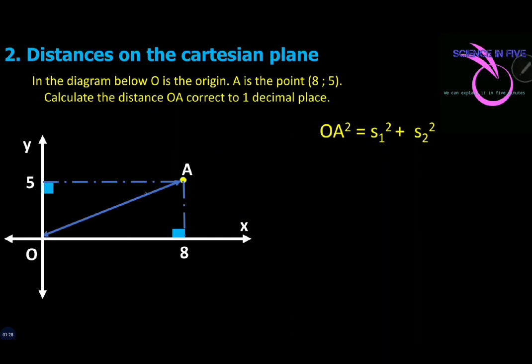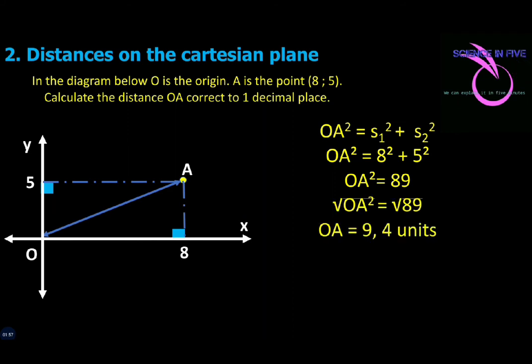OA becomes the hypotenuse of that right-angled triangle. And we can easily apply the theorem of Pythagoras by saying OA squared is equal to one of the perpendicular sides squared plus the other side squared. The one perpendicular side is 8, the other perpendicular side is 5. So OA squared is equal to 89. Take the square root of both sides. OA is equal to 9,4 units.